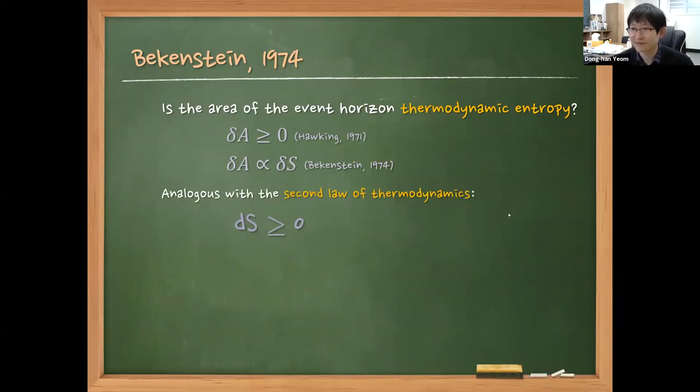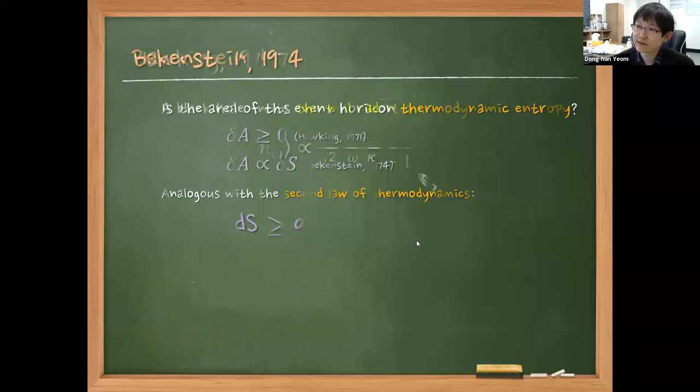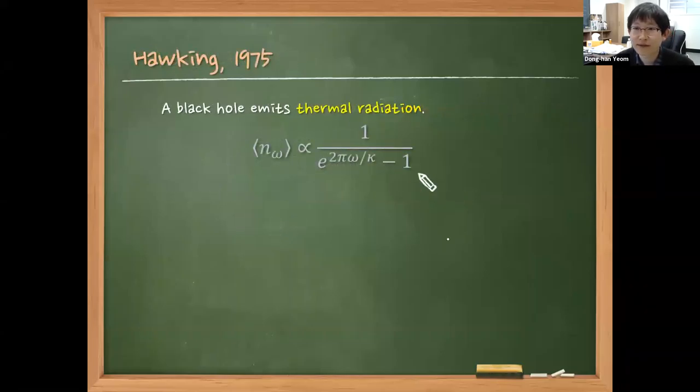This is not only restricted to black holes, but is a very general nature of thermodynamic systems. So this delta A greater than or equal to zero is analogously the same as the second law of thermodynamics. As I mentioned, initially Hawking disliked this idea, but later he proved that the black hole indeed emits thermal radiation.